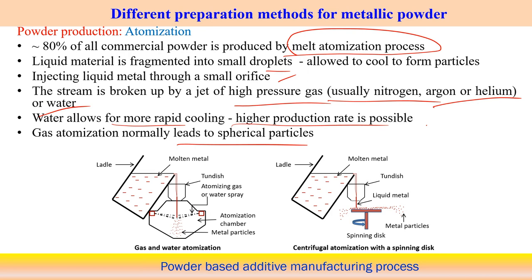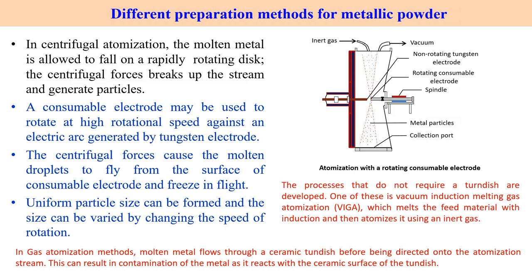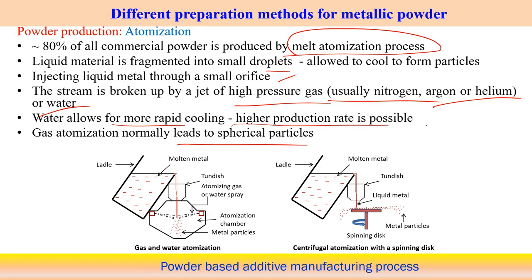In the centrifugal atomization process, the molten metal is poured through a tundish onto a spinning disc, and the liquid metal spreads over the spinning disc.